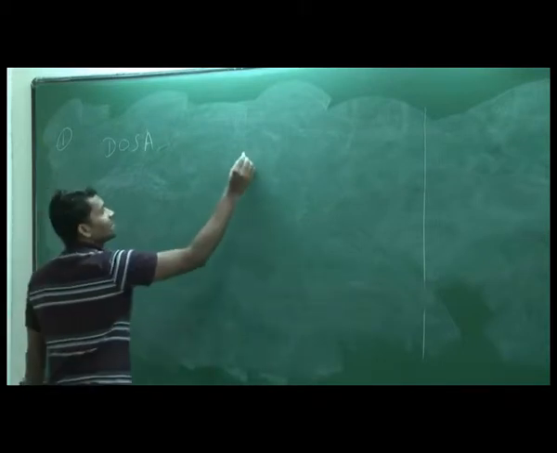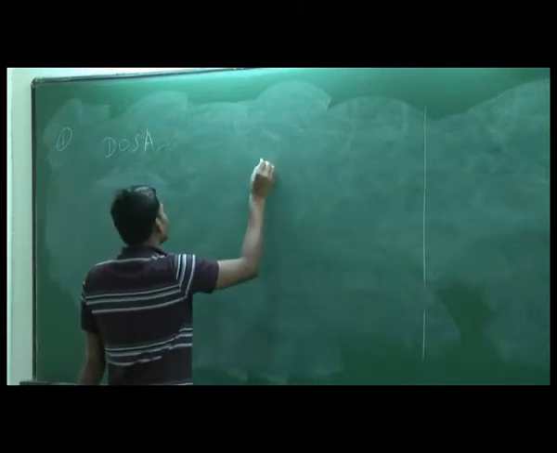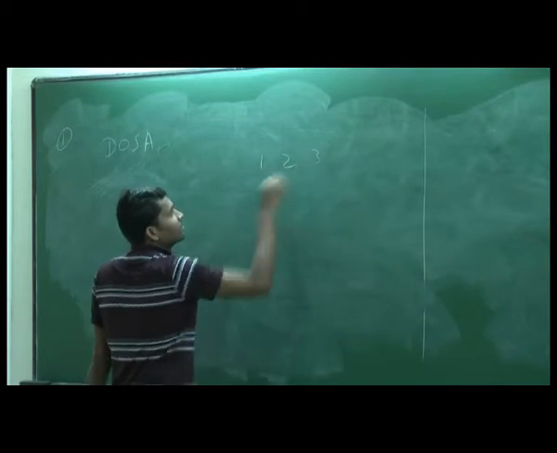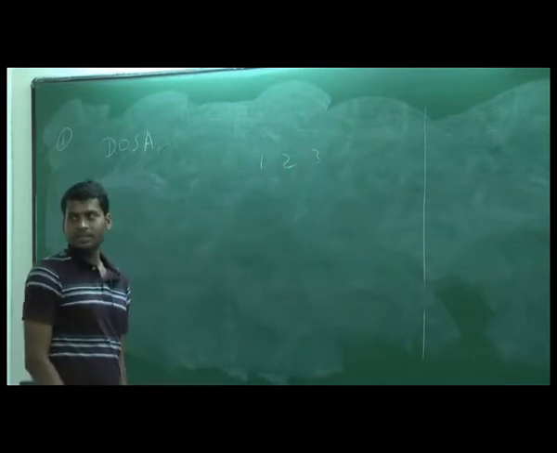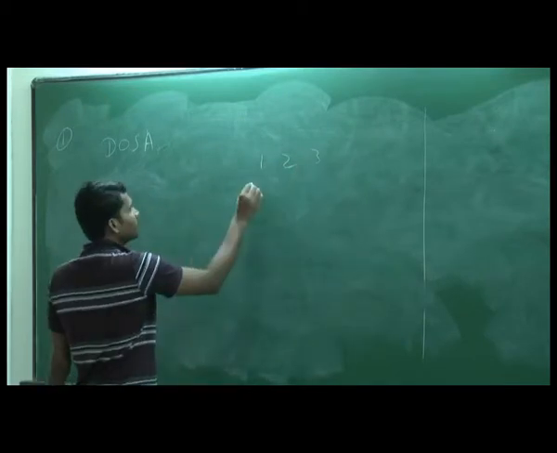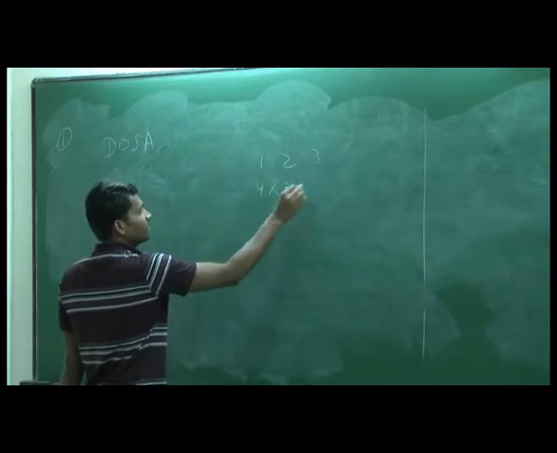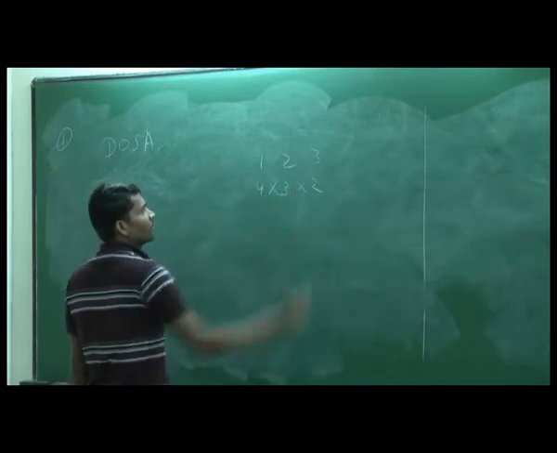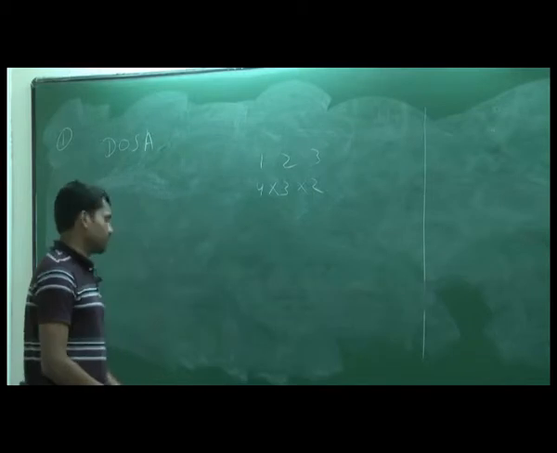So how many slots are there? 3 slots. So 4P3. The first one can be 4, then 3, then 2. 24.